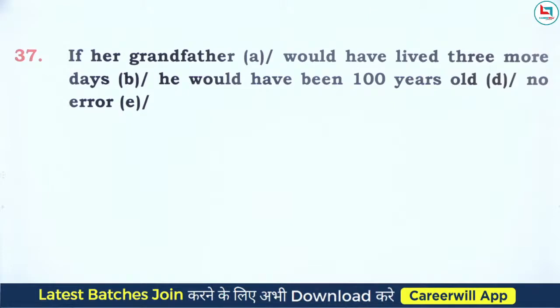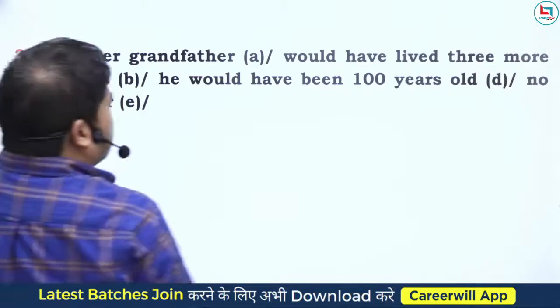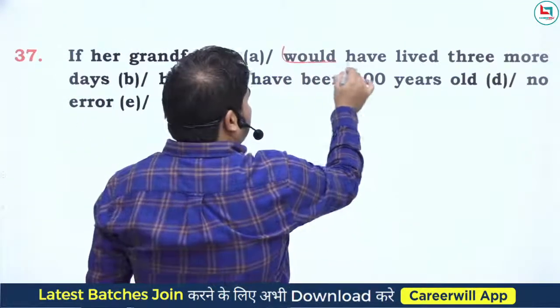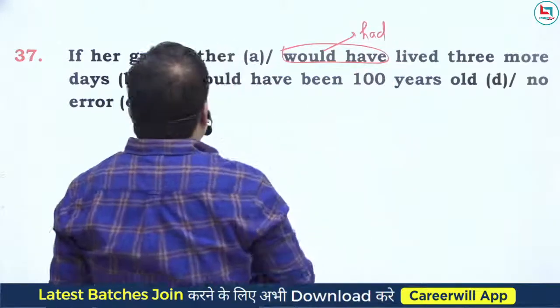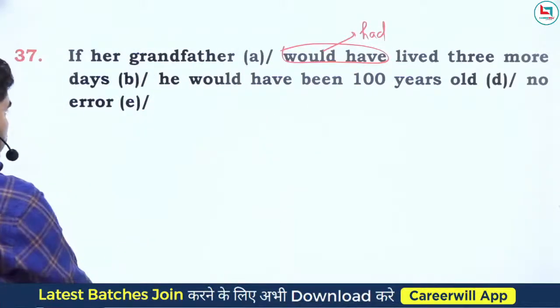If her grandfather would have lived 3 more days, he would have been 100 years old. If her grandfather would have lived, no, had lived. Now it is impossible. बेचारे चले गए grandfather. तो had lived. अगर 3 दिन और रह गए होते तो 100 साल के हो गए होते.